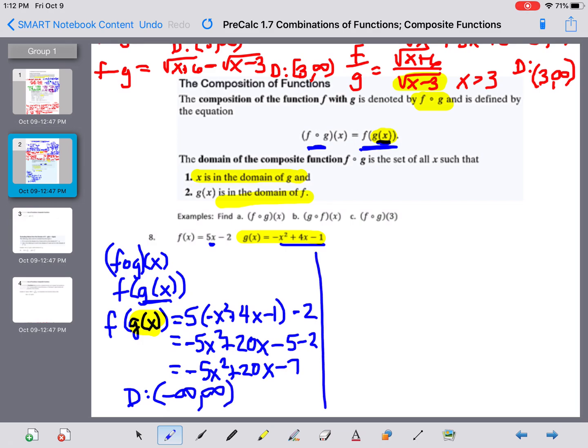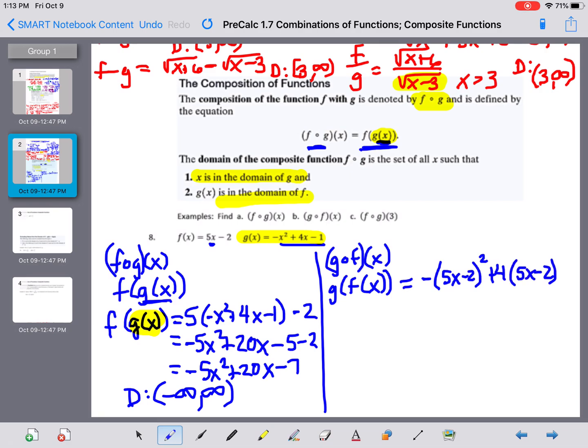Okay? Now, what's the difference between f of g of x and g of f of x, right? So g of f of x. Again, I'm not doing much better with my writing, so I'm going to write it g of f of x. This time I'm going to plug in all of my f of x into every x in g. So g gets a negative, and I'm going to plug in my f of x, 5x minus 2 squared plus 4 times 5x minus 2 minus 1. So I'm plugging in all of my f of x everywhere I see an x in the g function.